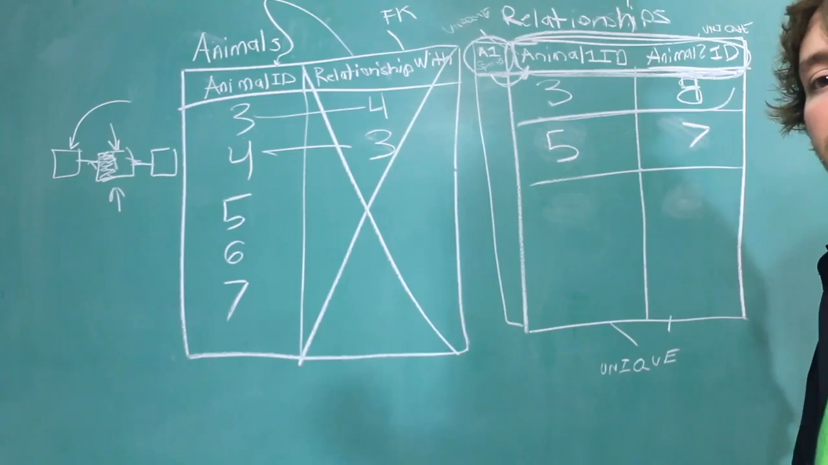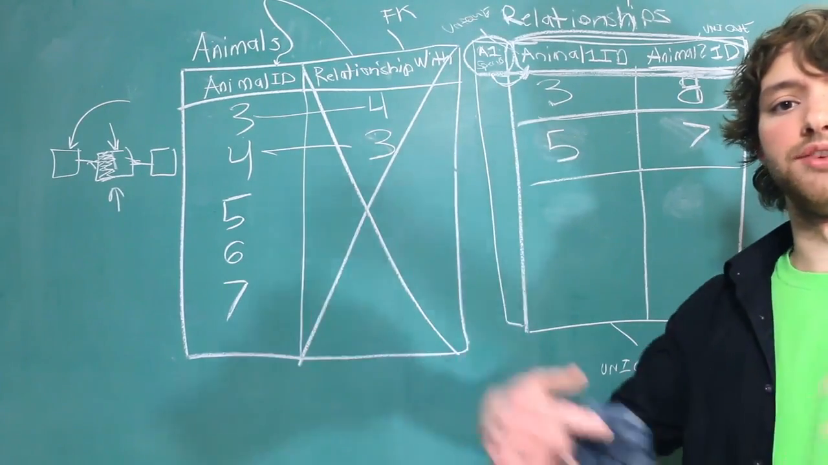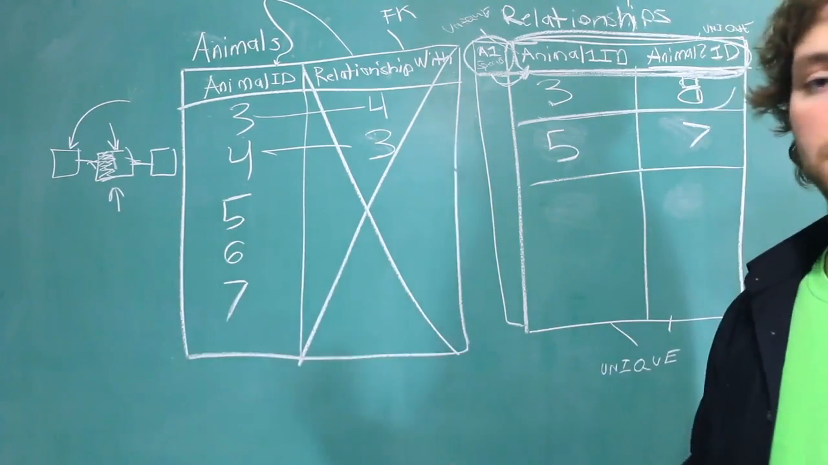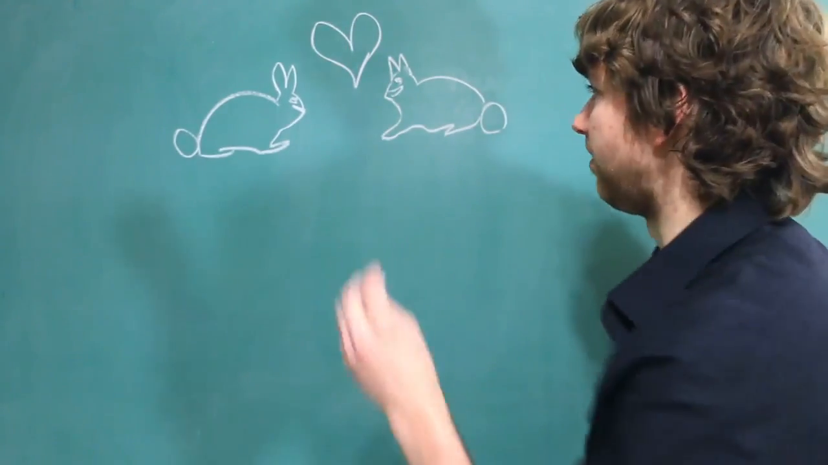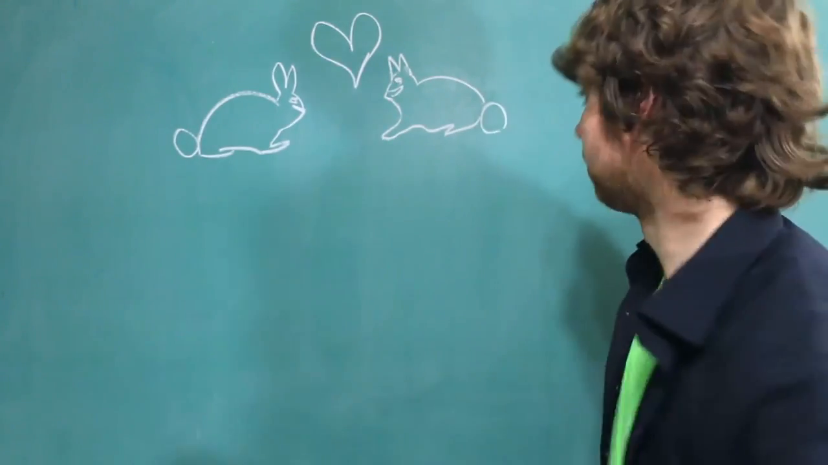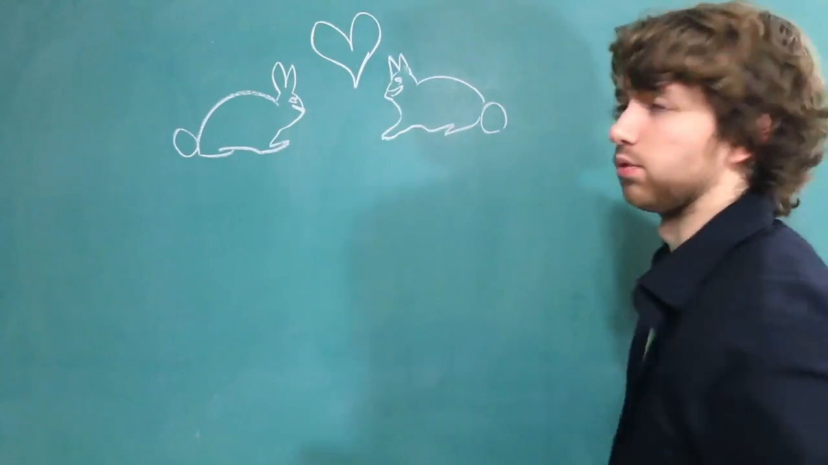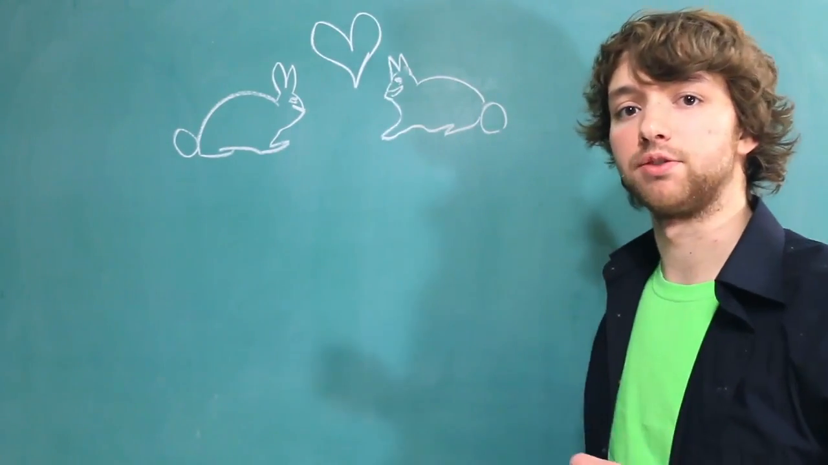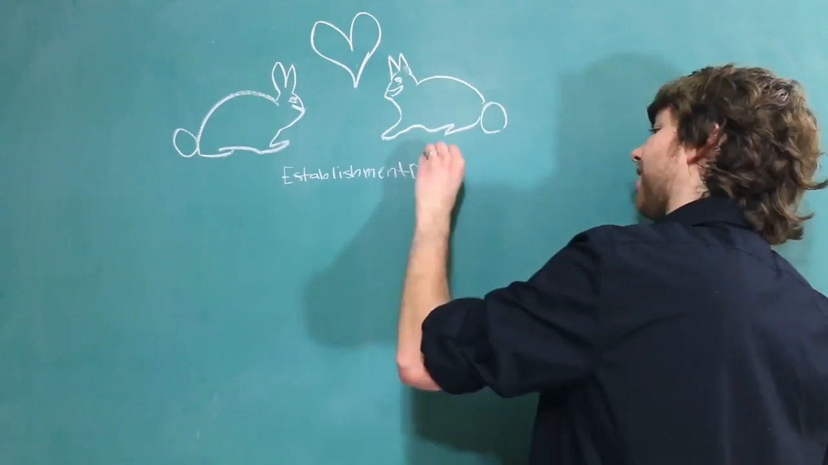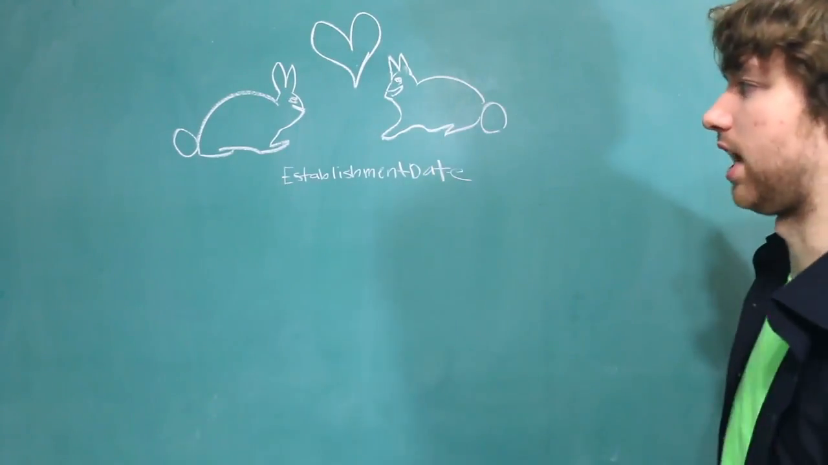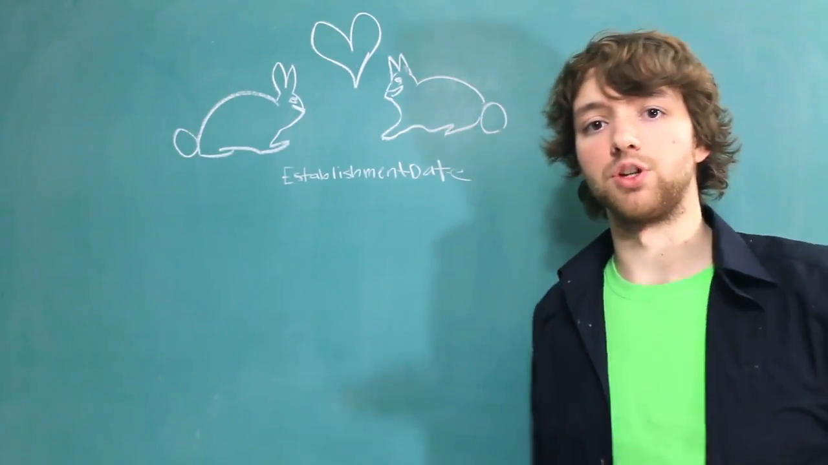Any kind of data that describes the connection of the two entities. So let's say we have these 2 rabbits and they are in a relationship, right? Well, any data that describes this relationship could be stored in that intermediary table. For example, we could have a column establishment date. That would be the time or date of when this relationship started.